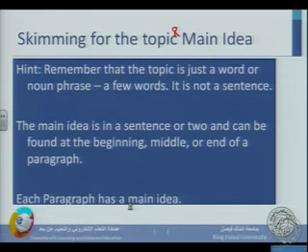Remember that the topic is just a word or noun or phrase, a few words. It's not a sentence. For example, if you read an essay about smoking, the disadvantages of smoking, what is the topic? We say the disadvantages of smoking. Whereas the main idea is a sentence or two and can be found at the beginning, middle or end of a paragraph. Okay? The main idea is different from the topic. The main idea might be found at the beginning of the introduction paragraph. Okay?